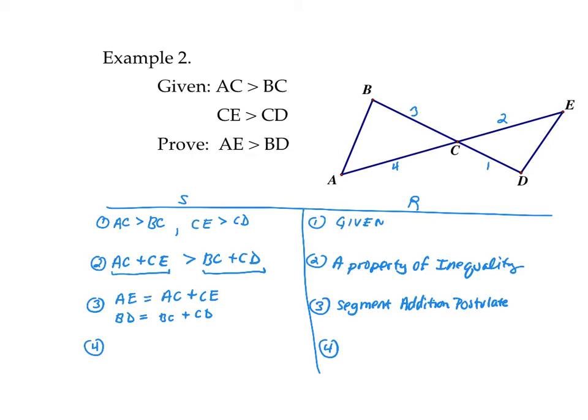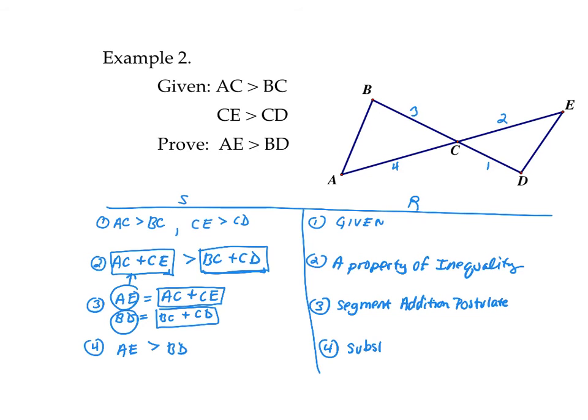Okay, in part 4, this is our old friend substitution. We're going to take out the AC plus the CE and replace it with AE. We're going to take out the BC plus CD and replace it with what BC plus CD is equal to. And so we get our final statement, AE is greater than BD. And again, that was by substitution.